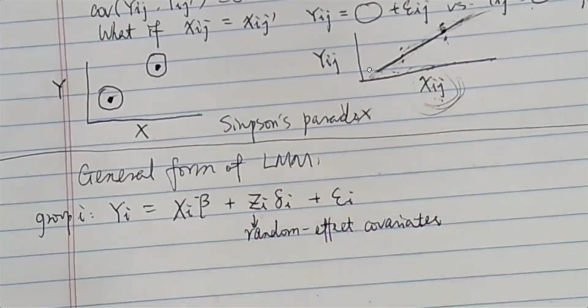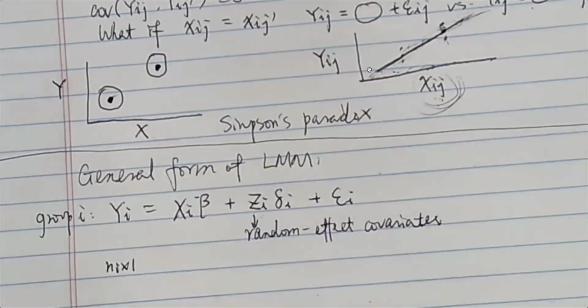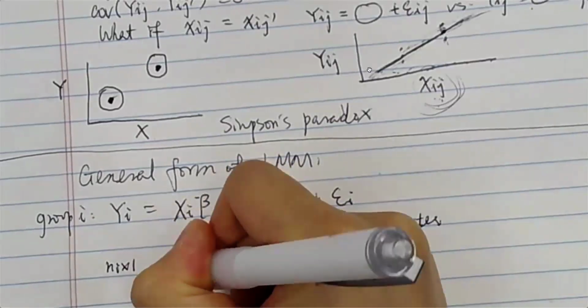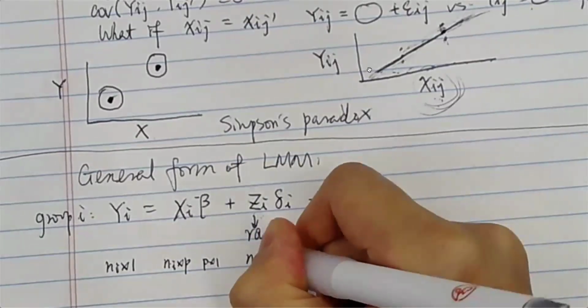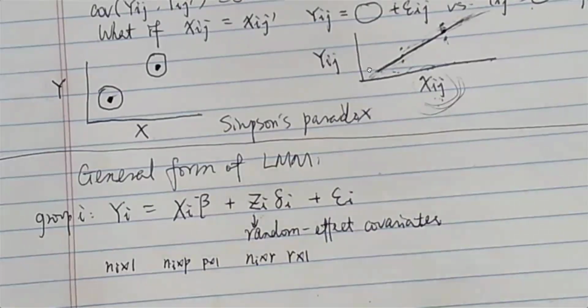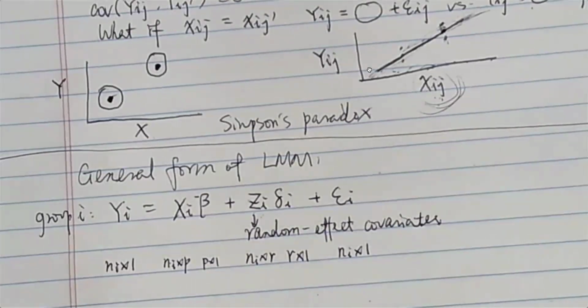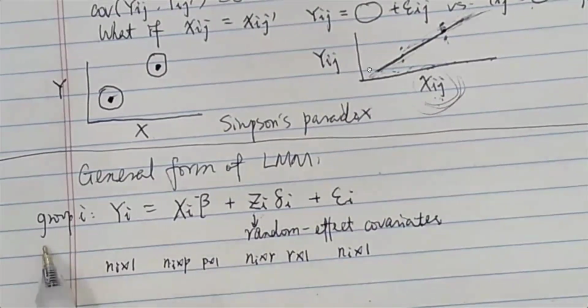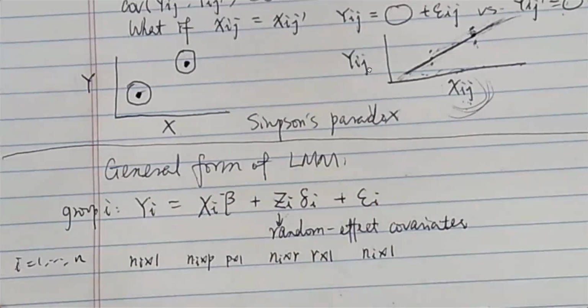Okay, so in this case, if I make the notations more specific, I can say yi is ni by 1, n observations, xi ni by p, beta p by 1, zi ni by r, delta i r by 1, r random effects, epsilon i ni by 1. Okay, now furthermore, since I have n groups, i goes from 1 to n. I can further do a stacking to stack everything together across the n groups.